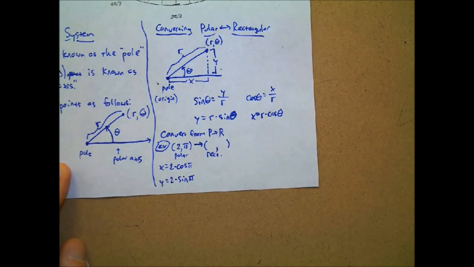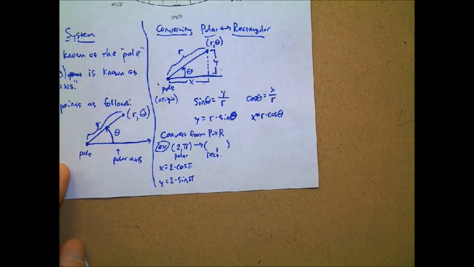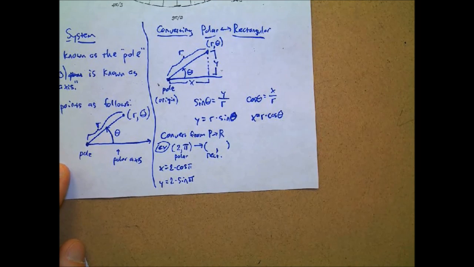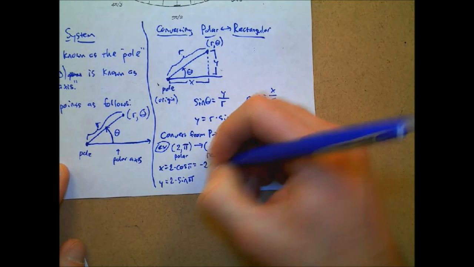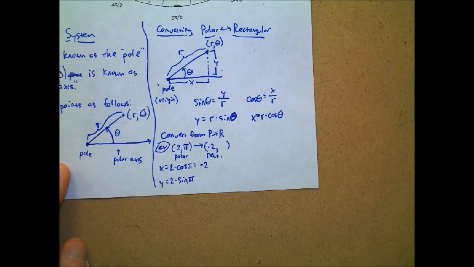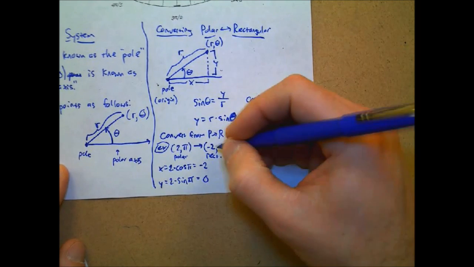Okay. What's the cosine of pi? -1 times 2 will give us -2. What's the sine of pi? 0 times 2 will give us still 0. And so our coordinates are -2, 0.